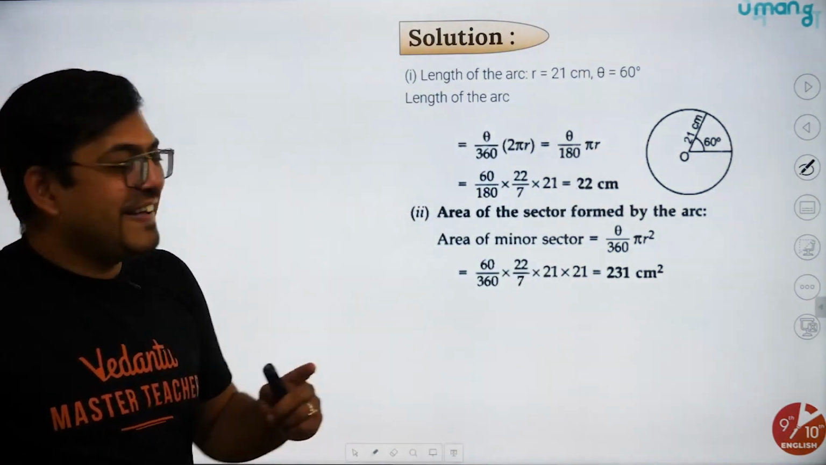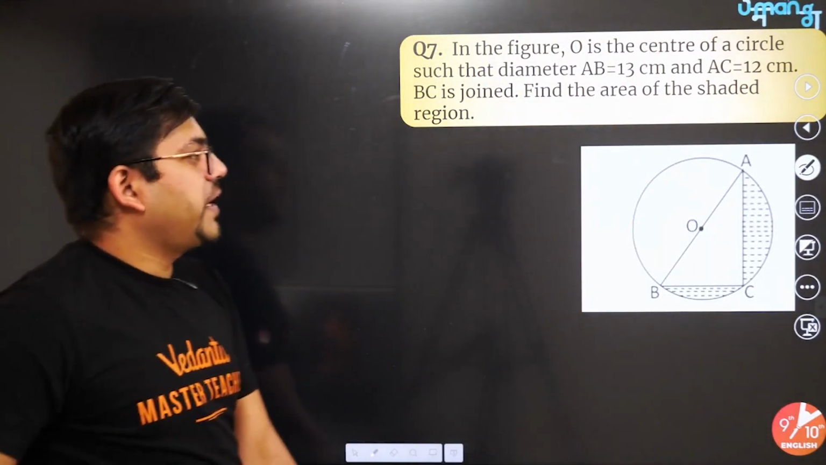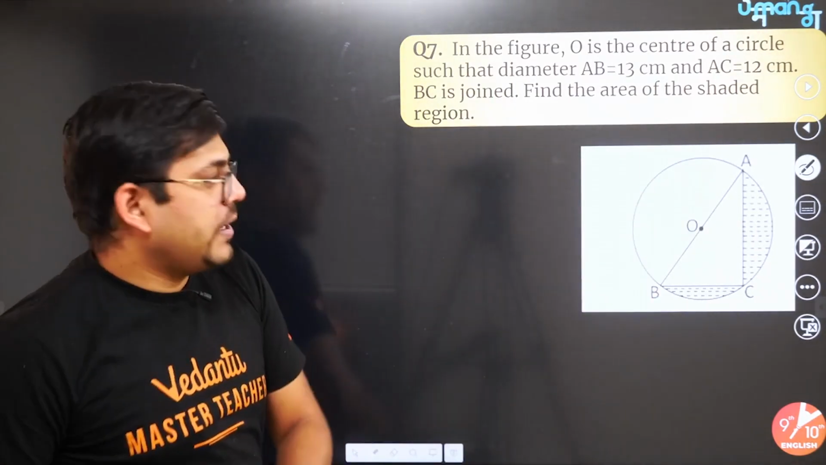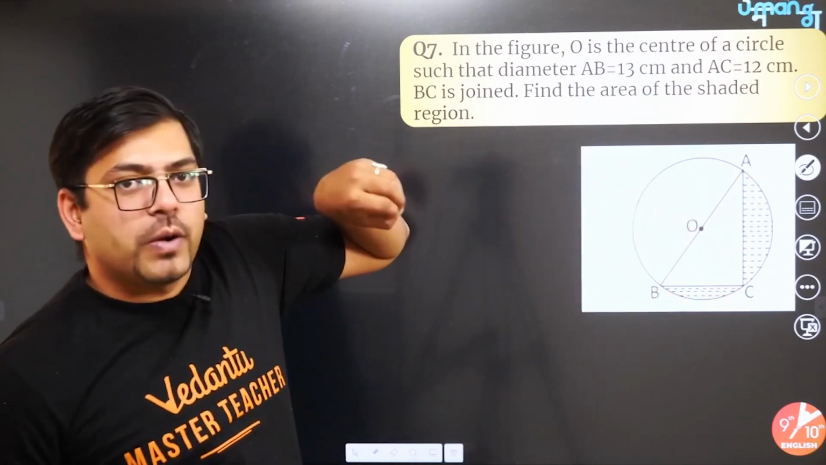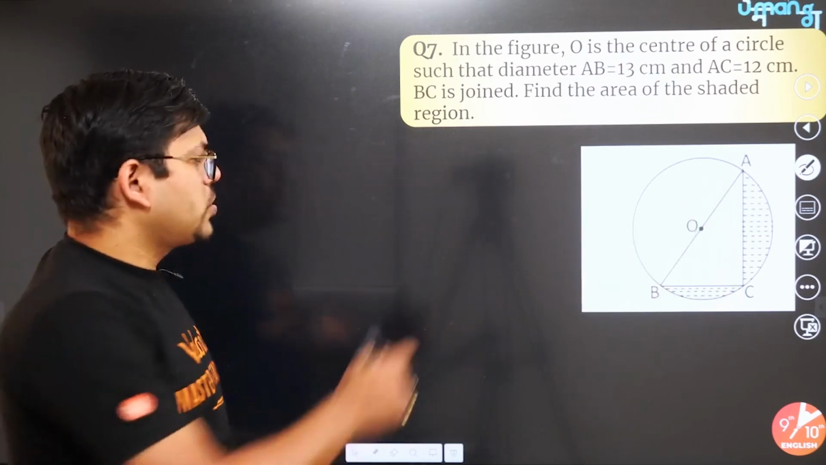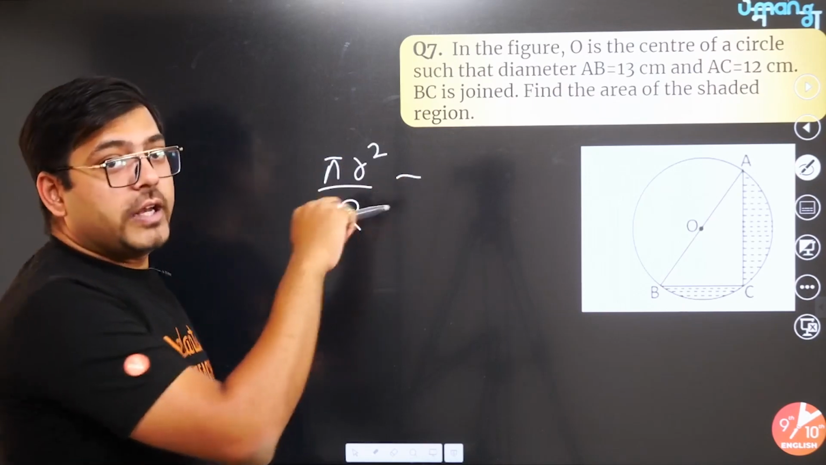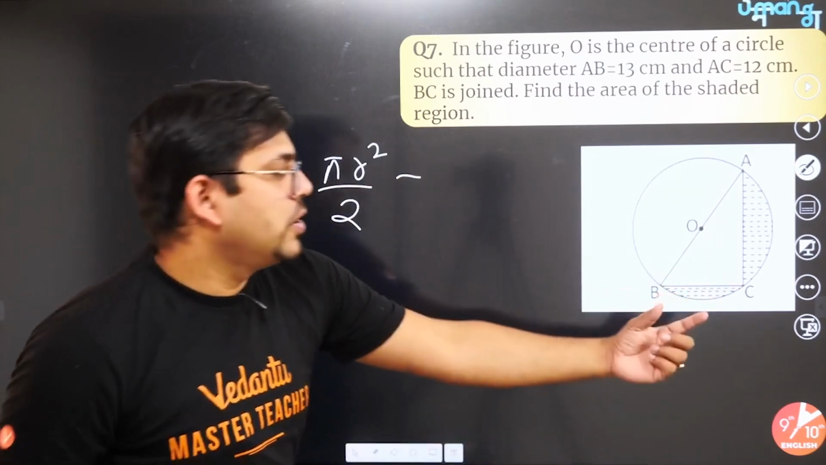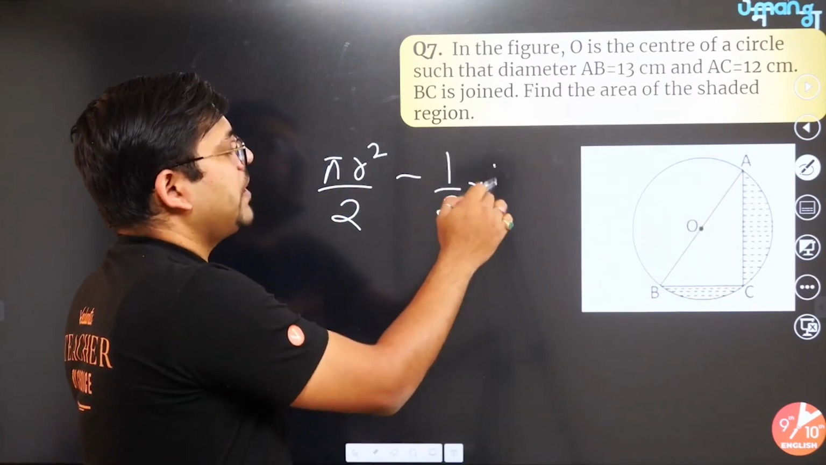Let's move on to the next one. The next question says, find the area of the shaded region. Now you can understand that in this semicircle, this triangle has to be removed. So it is the area of semicircle minus the area of triangle. Area of semicircle, everyone knows, is pi r square by 2, minus area of triangle. Angle C is 90 degrees, so it is half into base into height.